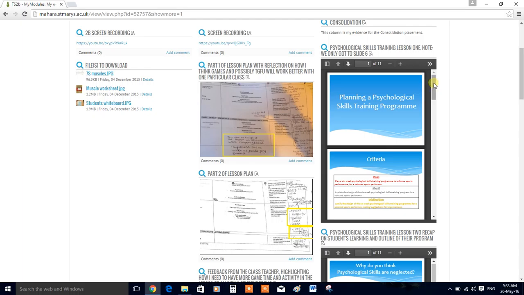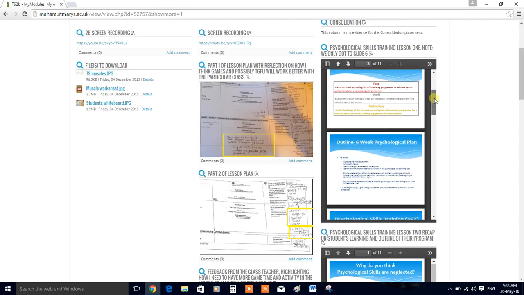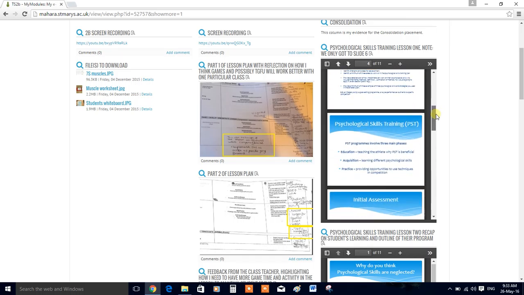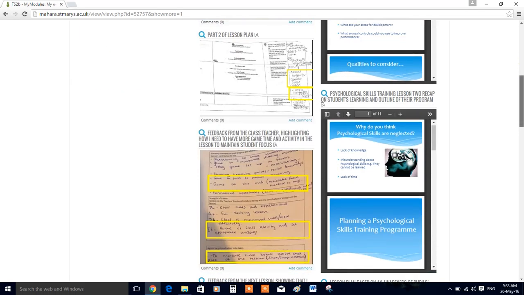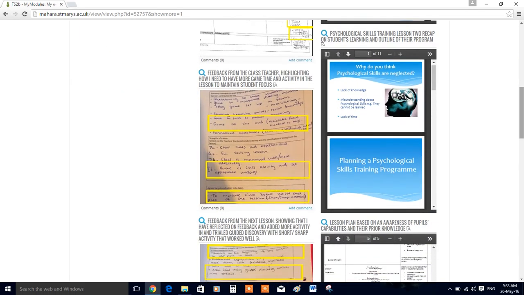We went over just the outline of the program, what they were going to have to include in their program, and then we completed their initial assessment, which was the questionnaires, and then some got on to analysing their results. For then my observation lesson, I wanted to recap what we had learned the week before. I only see them every 2 weeks, so just recap the last lesson they had with me.